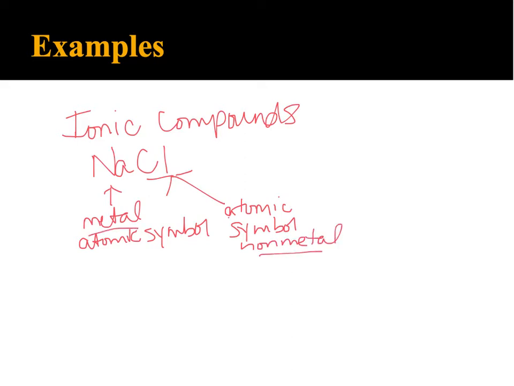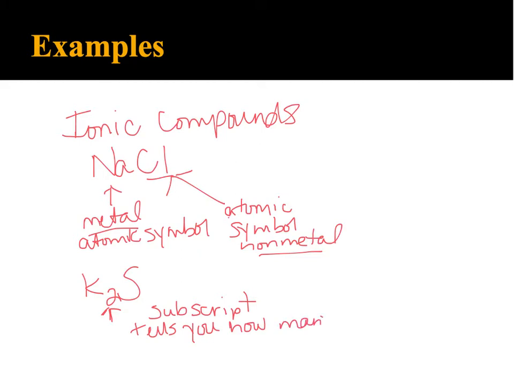Here's another example. K2S. Now when you look at this chemical formula, you see something else in it. You see this number 2 that sodium chloride didn't have. That number 2 is called a subscript, and it tells you how many atoms of the element written right before it you have.